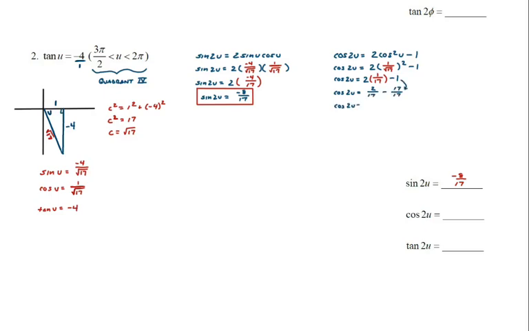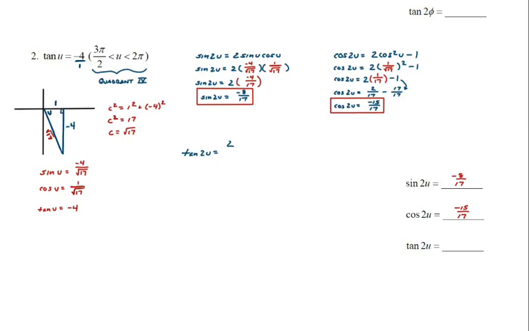So I would call this 2 times, and then if I square 1 over root 17, I get 1 over 17 minus 1. 2 times 1 over 17 is 2 over 17 minus, and then instead of 1, I'm going to rewrite that as 17 over 17, just so I can now subtract those fractions. So when I subtract them, I get cosine of 2u to be negative 15 over 17.